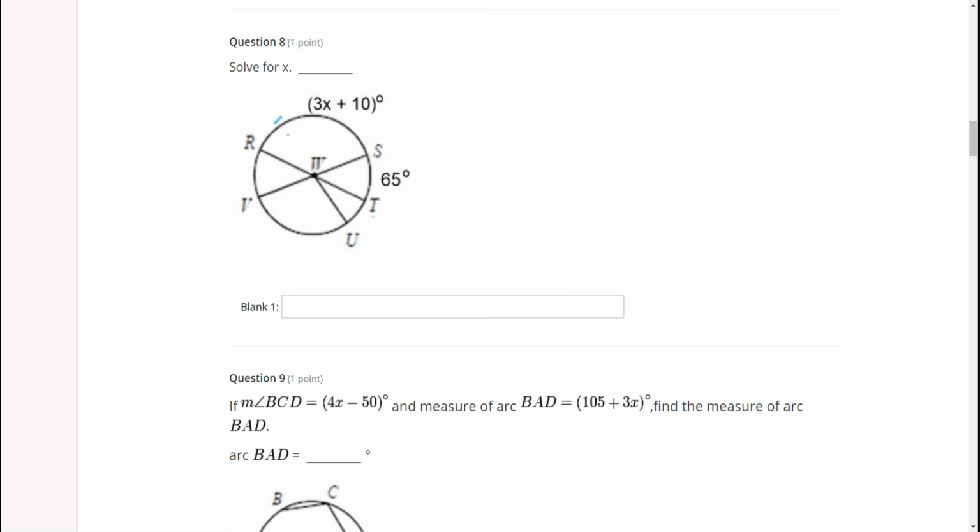Solve for x. So if I know that RS is this 3x plus 10, do you see a diameter? So what does this whole half of the circle have to add up to? So what do you do with the 65 and the 3x plus 10? Because RS is a diameter, those two pieces have to add up to 180.